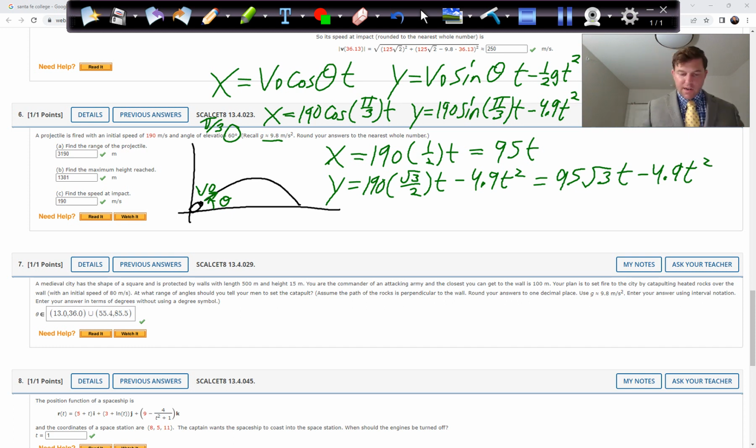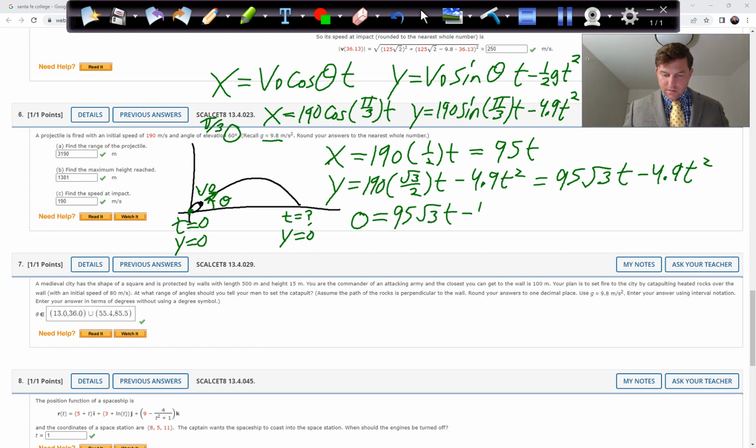Okay, now to figure this out, to figure out the range, we have to figure out this time when the y value is 0. So the y value is 0 at time 0 in this case, and then again when it hits at the end of its trajectory. So we're going to set the y value equal to 0 and get 95 root 3t minus 4.9 t squared. And to do this, we're going to factor out t.